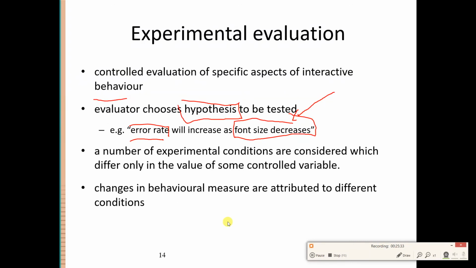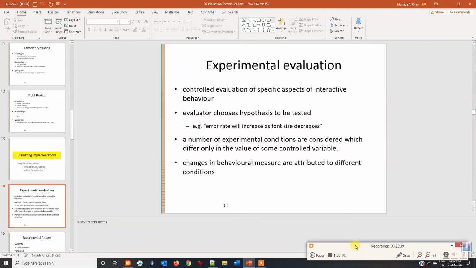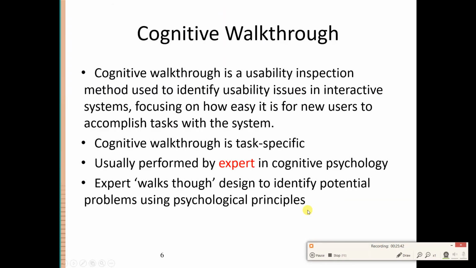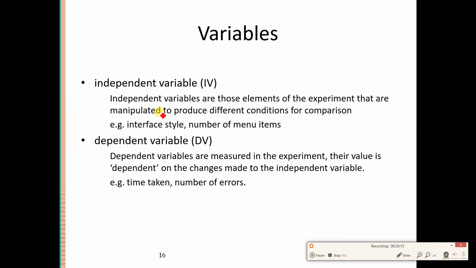Let me go back here. Here I gave you the example for the hypothesis. Now we are going to discuss the hypothesis in a little bit more detail. Here I told you that we are going to measure the effect of one variable on the other. For example, I say that this can be a variable. We are changing the font size, and we are going to measure how the change in the font size is going to affect the error rate. So this is the thing we are controlling, and we are measuring how this is going to affect the other variable. So we are going to make categories for the variable.